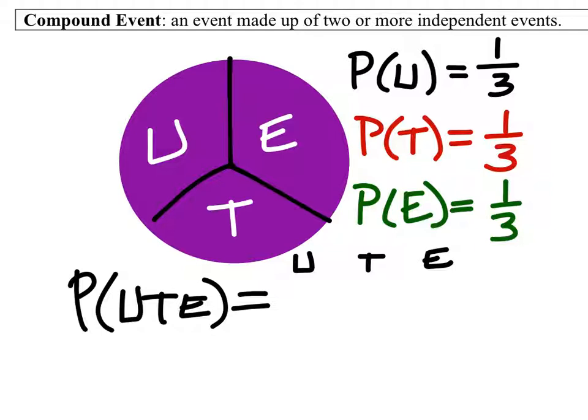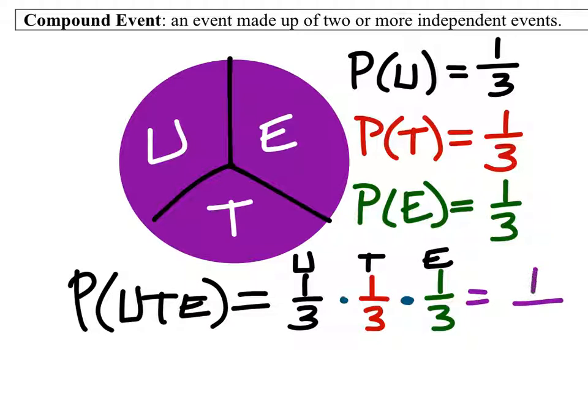What was the probability of spinning a U? 1/3. What was the probability of spinning a T? 1/3. E? 1/3. We can figure out what this probability is simply by multiplying these together. This is just fraction multiplication, guys. 1 times 1 times 1 is 1. 3 times 3 times 3 is 27. And this would be the actual probability for spinning U, T, E.